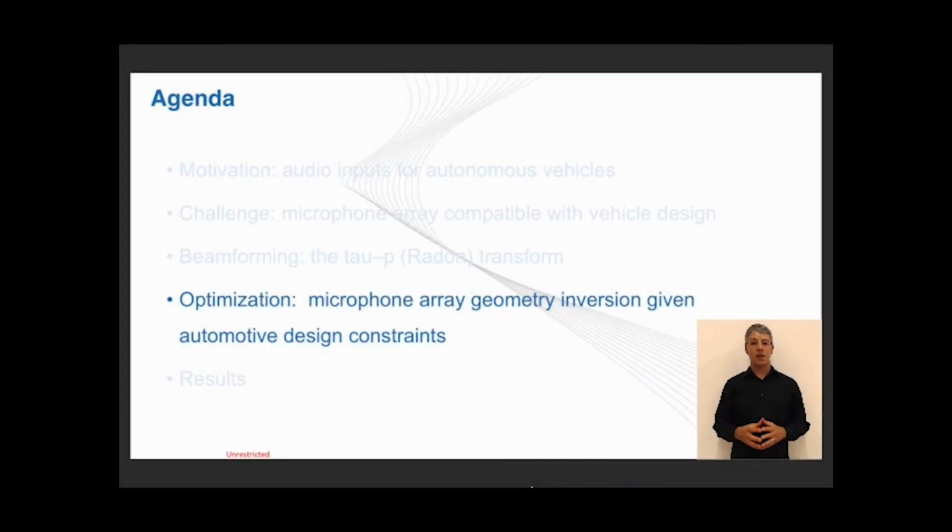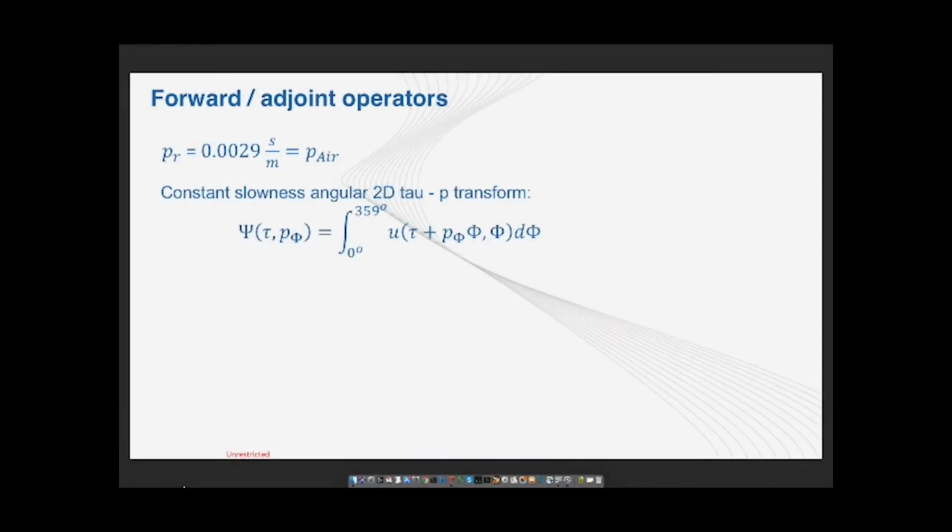Now that I've explained how we use the tau.p operator to apply beamforming, I will now show how we use this operator to optimize microphone array geometry and response. Recall that we only care about audio events coming from the plane of the road. These arrivals will have air slowness, and therefore we don't need to apply the transform with any other radial slowness. I remove PR from the equation, and we now have an angular tau.p transform.